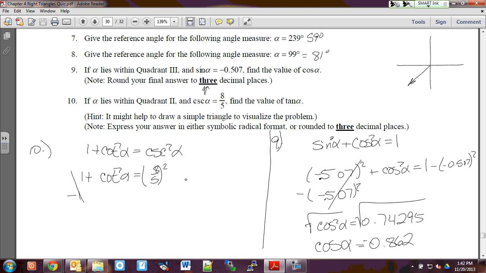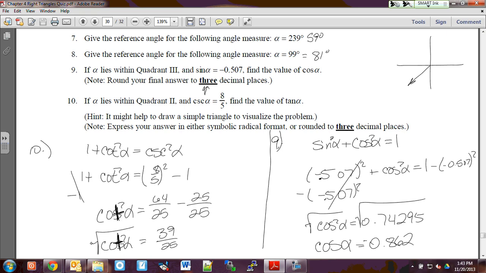So minus 1, minus 1. So the cotangent squared alpha equals 64 over 25 minus 25 over 25, which is 39 over 25. So the cosine squared alpha equals 39 over 25. I'm sorry, that's not the cosine, that's the cotangent. What am I doing? That's the cotangent, not the cosine.